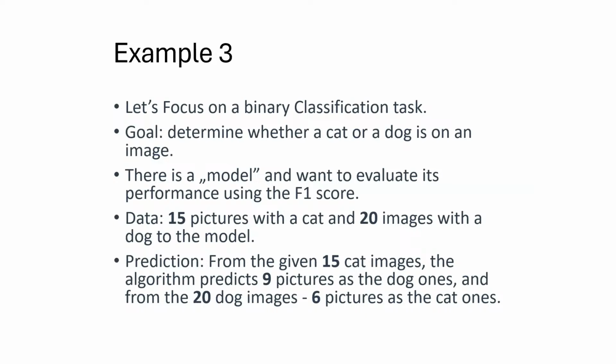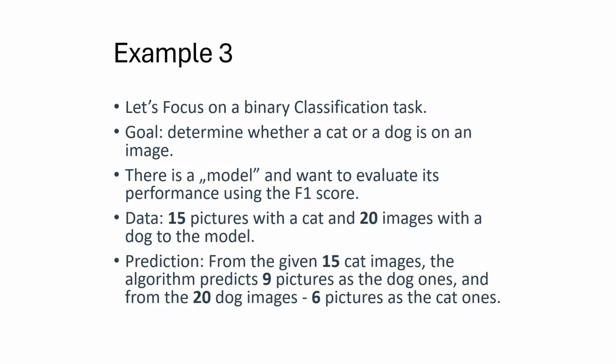Okay, so after the break, example number 3. Once again, let's focus on binary classification. Something belongs to the class or does not belong to it. The goal is to determine whether a cat or a dog is on an image, on a picture. We have created a model, and we want to evaluate its performance using F1 score.